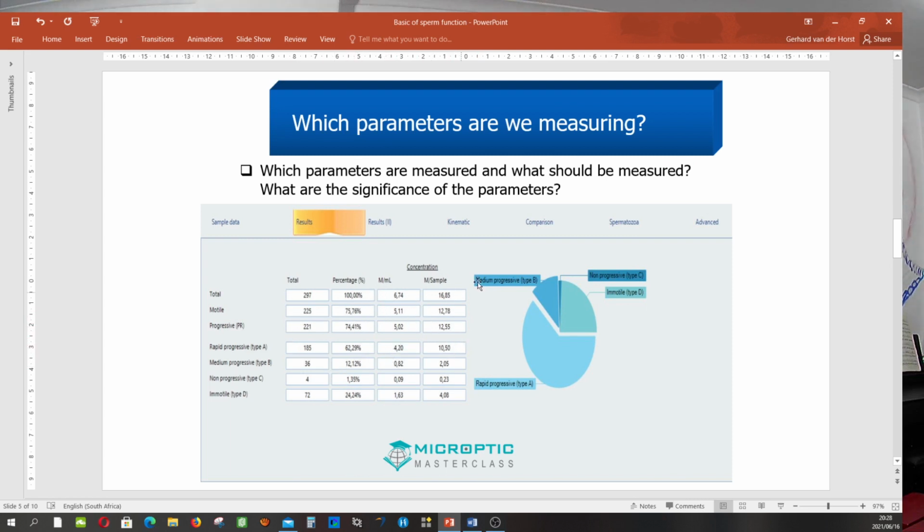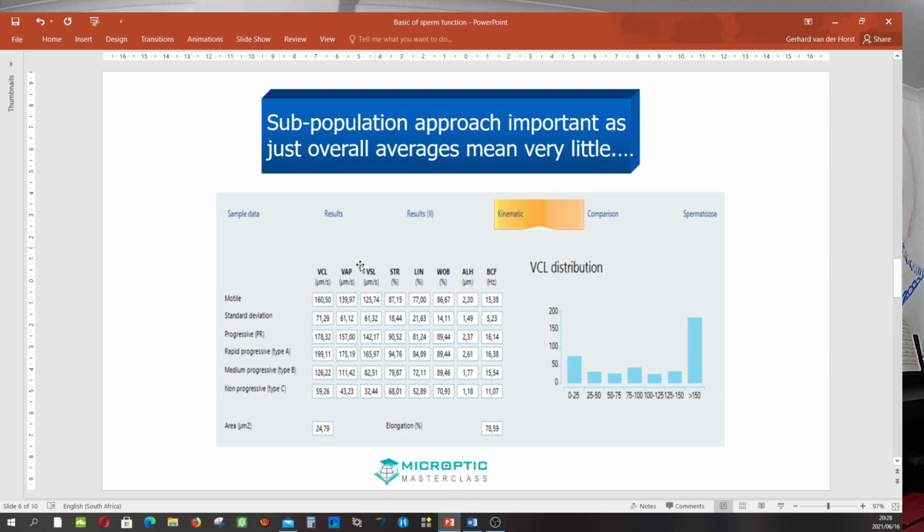Except to show you that these things are quantified extremely well within the CASA system, here in relation to percentages, but here also in terms of, for example, the kinematics. You can see for all the kinematics, the various groupings of progressive, rapid progressive, medium progressive, all these values are given. And this is very useful to look at these populations and see, do they indeed differ? Are they really the important ones? We think they are.